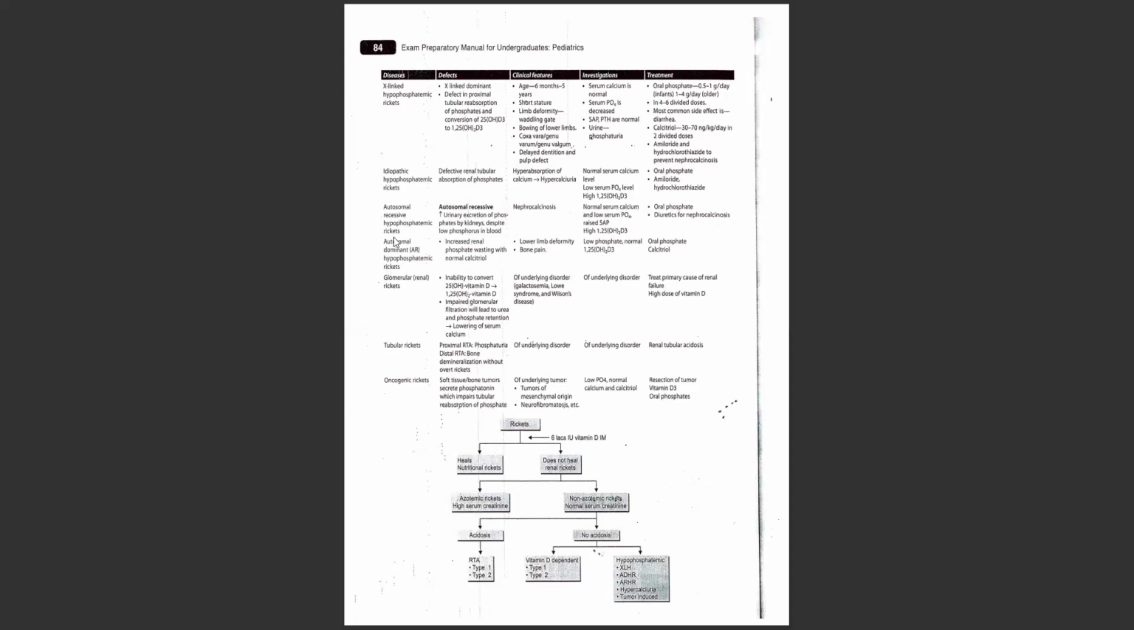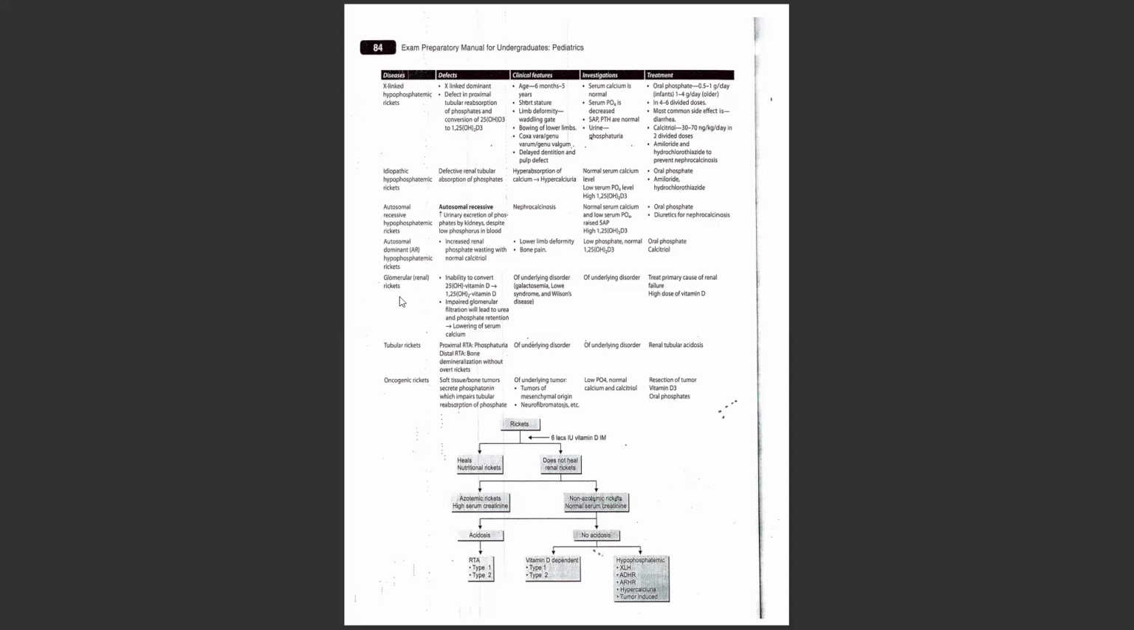The next one is autosomal dominant hypophosphatemia rickets. That is an autosomal dominant disorder with increased renal phosphate wasting with normal calcitriol. Clinical features: they present with lower limb deformity and bone pain. The investigations show low phosphate level and normal 1,25 dihydroxycholecalciferol overall. And the treatment is to supplement oral phosphate and calcitriol.